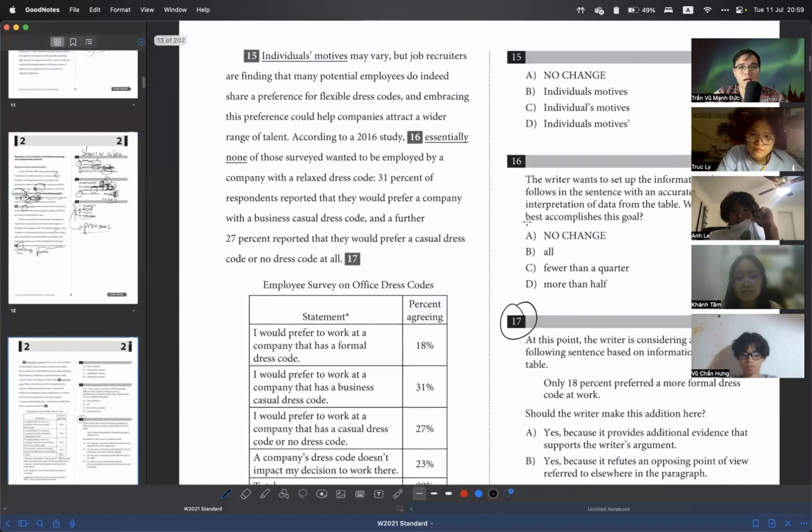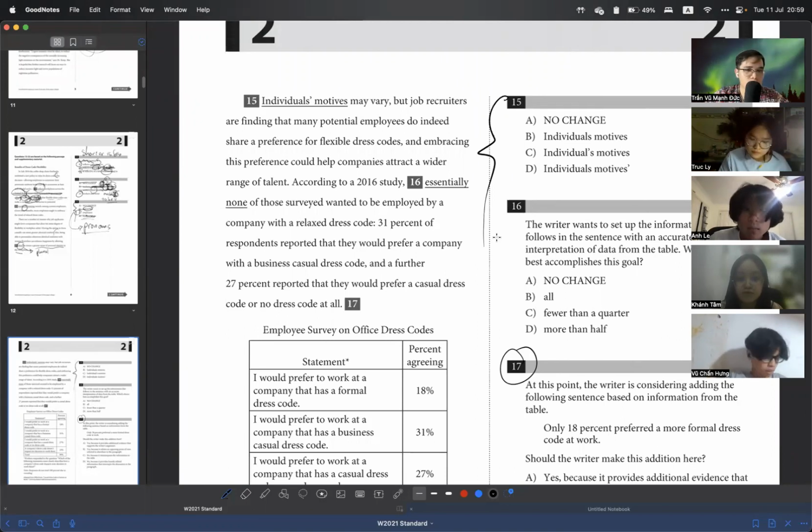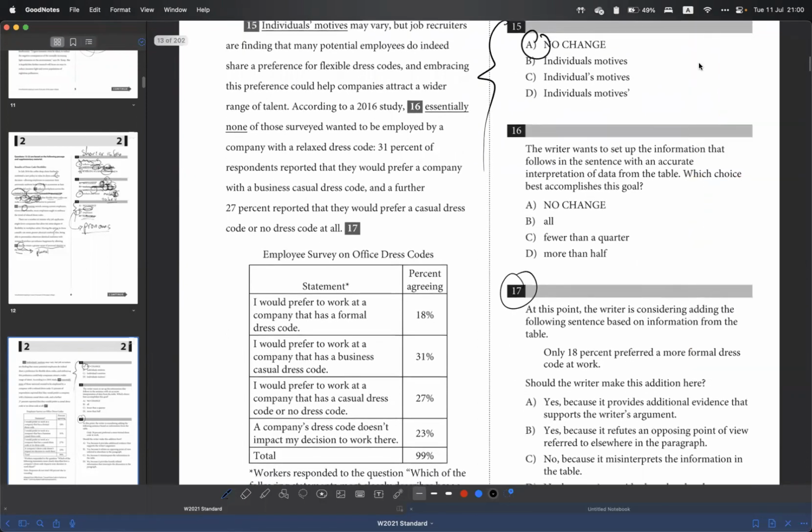Next up is, wait, is it? Yes, it's C. 15. Can you do it, Hung? 15 is quite easy, so you do 15 and 16. 15A, no change, and 16 is D. 16 is more than half. D, 15 is A. Let's see. Individuals' motives. Yeah, this is quite easy. So just A. Let's see 16.